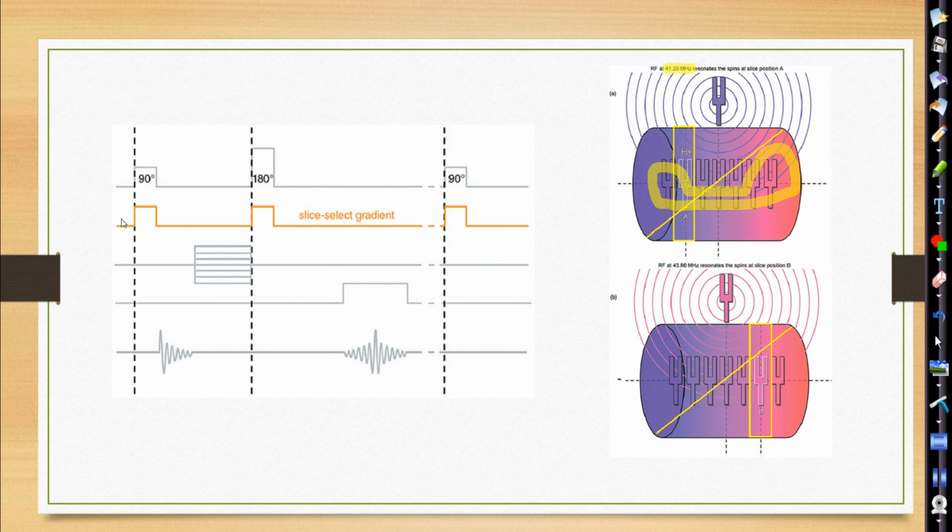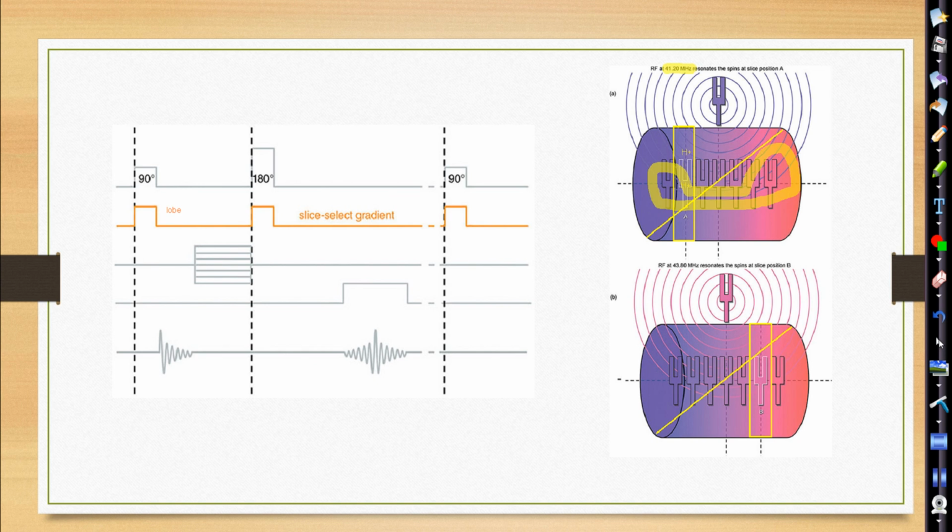So this is showing when the slice select gradient is going to be turned on. See this little lobe? These little rectangles are called lobes. So I'll write lobe next to it. We have a positive lobe every time our RF pulse is turned on.